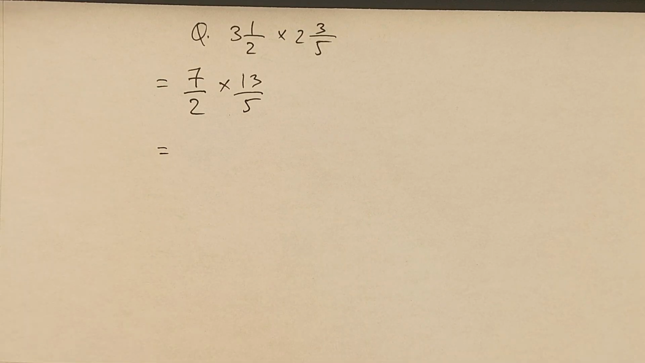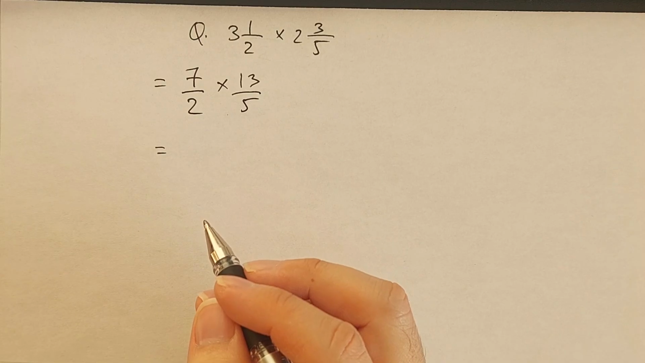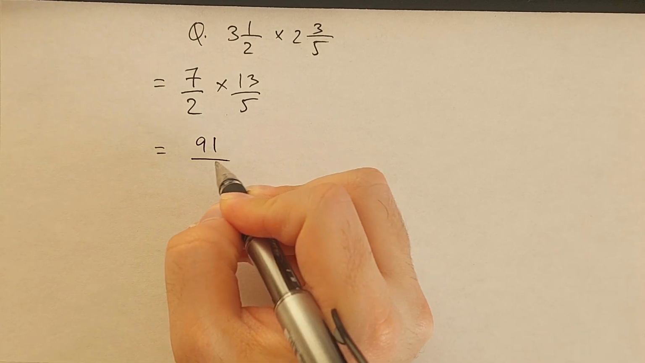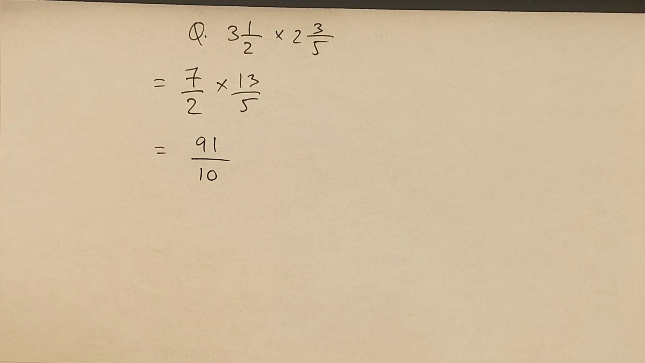We now multiply the numerators together and the denominators. 7 times 13 is 91. And 5 times 2 is 10. This is an improper fraction. Now we have to again convert this into a mixed number.